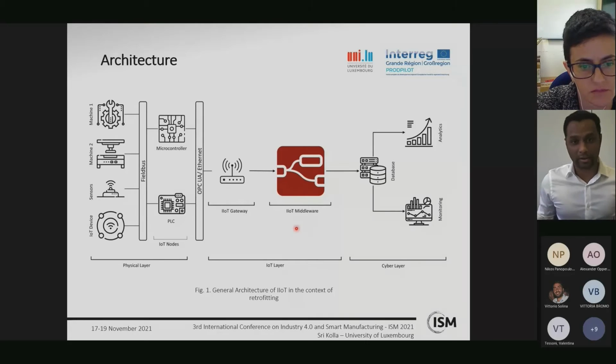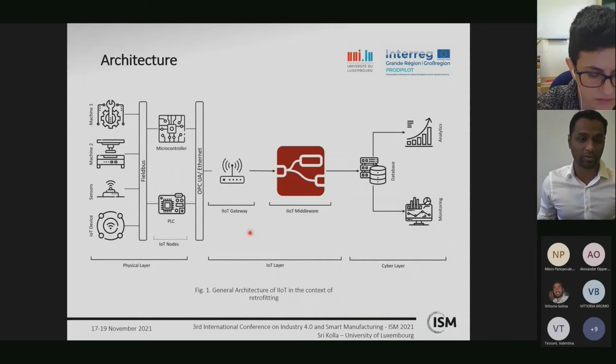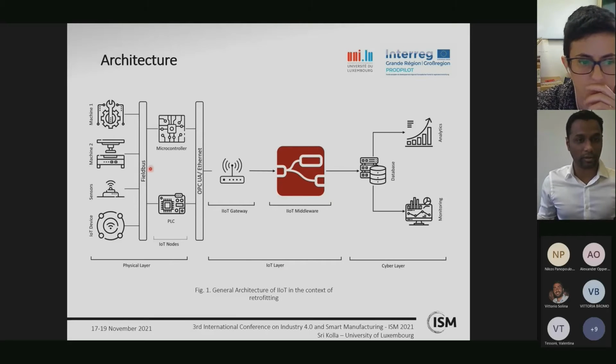I jump into the architecture that we proposed in the paper. We have created this architecture in 3 layers: the physical layer, IoT layer, and the cyber layer. Let's dive deep into the physical layer. What does the physical layer contain?